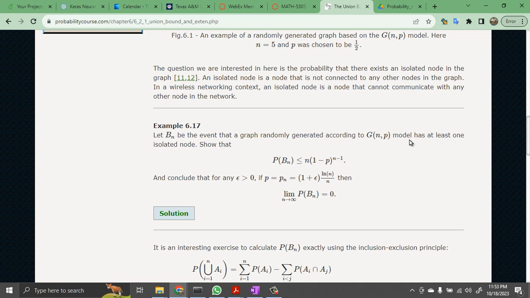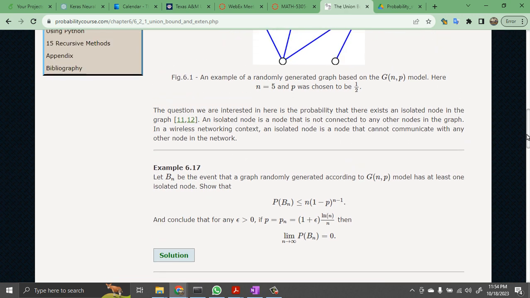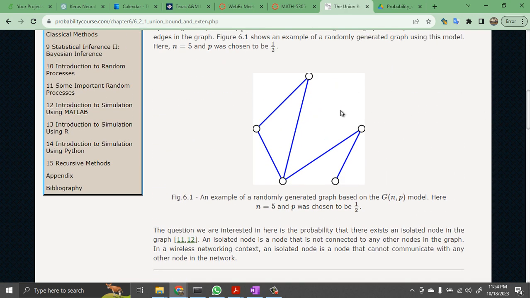Okay. So let Bn be the event that a graph randomly generated according to GNP has at least one isolated node. Show that the probability of Bn is less than or equal to n times 1 minus p to the n minus 1. Okay. And then he takes the limit of this as n goes to infinity and finds that that's 0. Okay. So how is he getting this? Well, think about how we can divide up the event that there's an isolated node. So there's at least one isolated node. So what's the probability that this one has no connections to any other node?